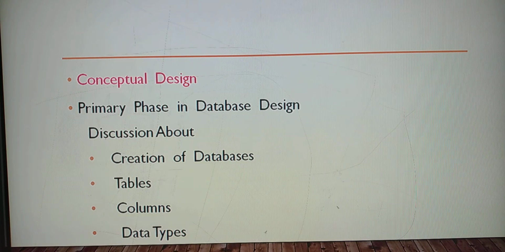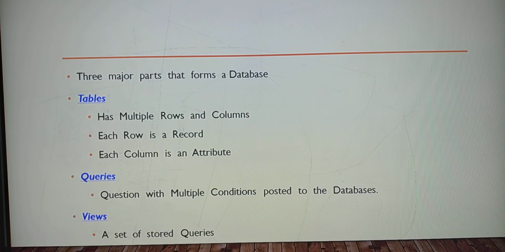So this is your primary or the basic design in database. So under that we have discussed creation of database, tables, columns, and the data types. Yes, these are the 3 major parts that form a database. What are they? Table, query, and the next one it is your view.